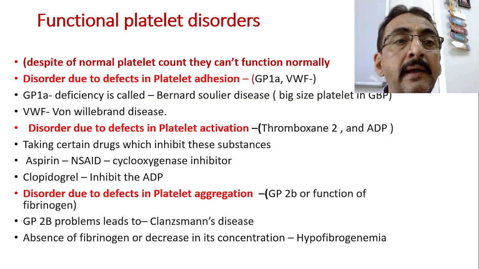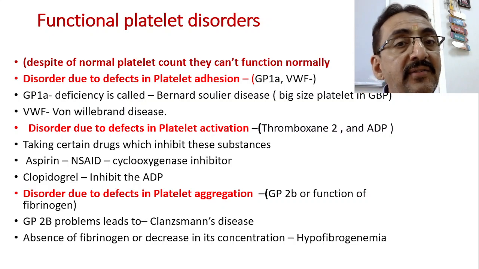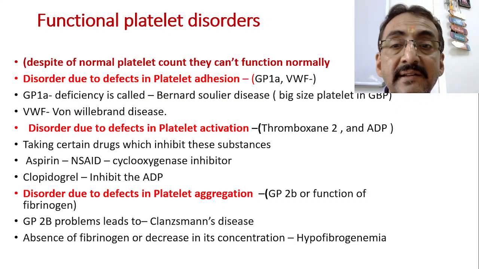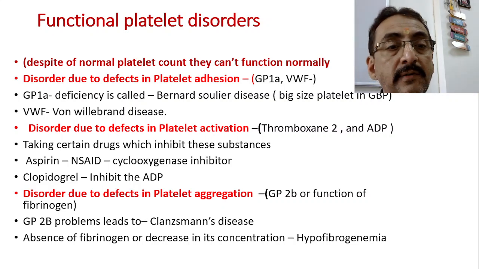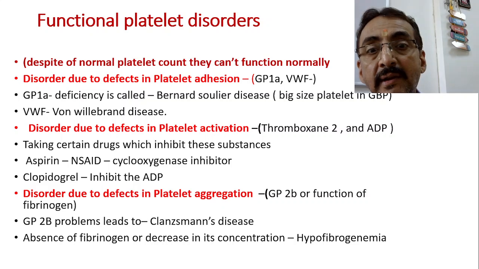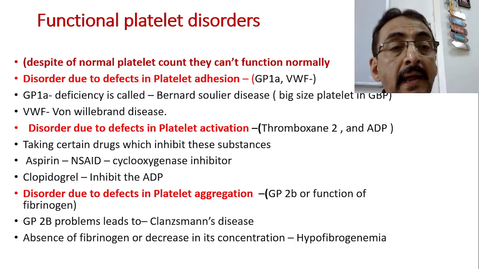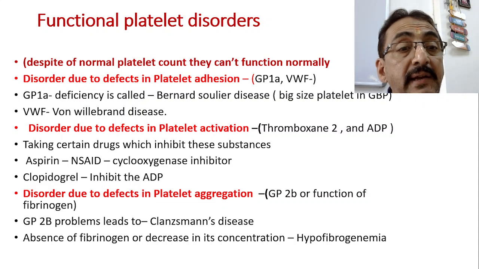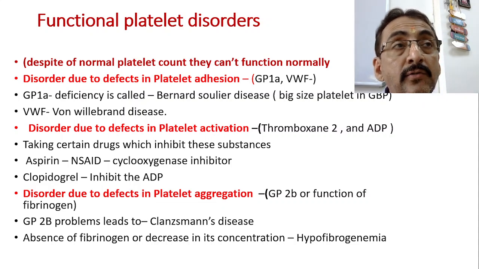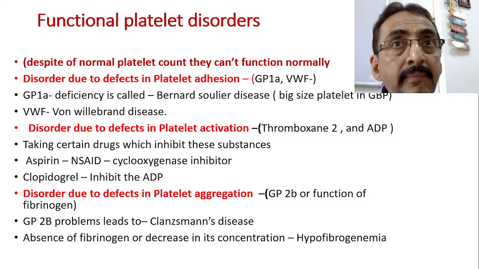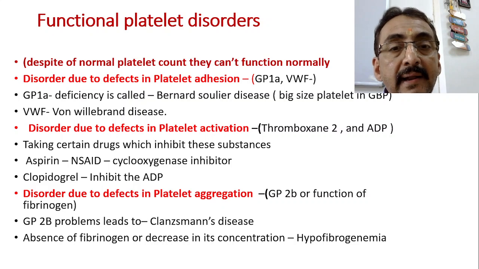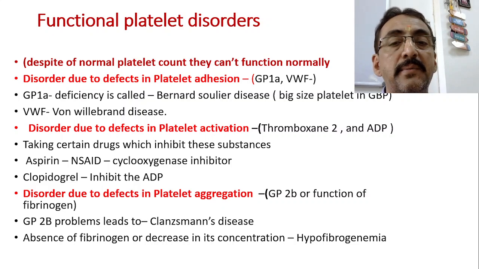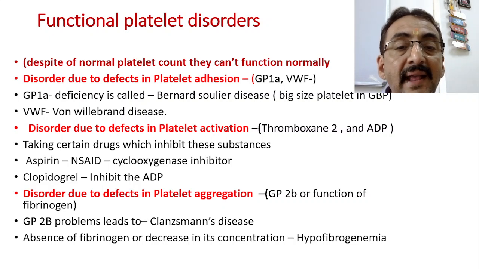We know that GP1A is related to platelet adhesion, and GP2B/3A is related to platelet aggregation. So this is the main thing which converts fibrinogen into fibrin. So the GP2B receptor is very, very important. If there is any GP2B receptor problem, then it leads to prolonged bleeding, and one of the most common diseases which cause this problem, where platelet aggregation is affected because of a GP2B receptor problem, is called Glanzmann's disease.